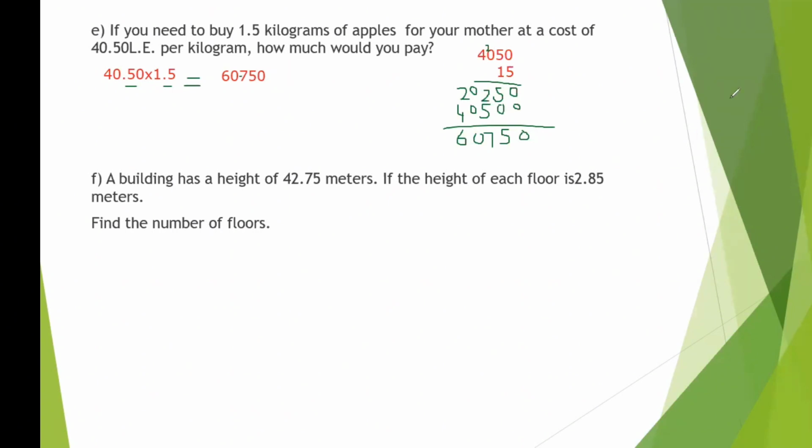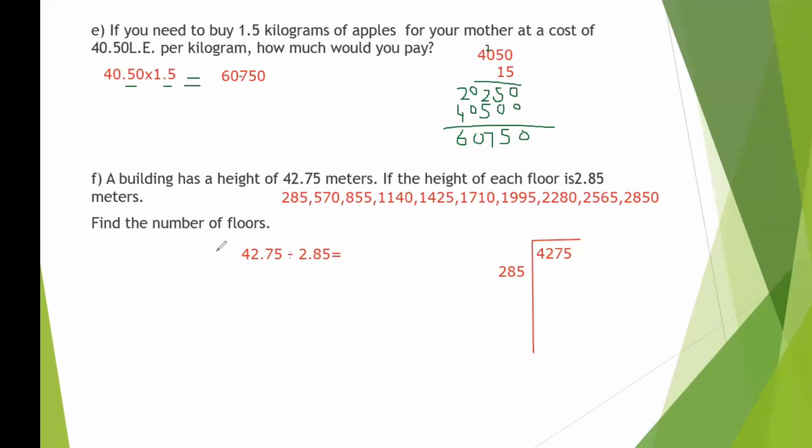F. A building has a height of 42.75 meters. If the height of each floor is 2.85 meters, find the number of floors. علشان أعرف عندي كام دور في المبنى ده لازم أعمل divide الهايت كله على الهايت بتاع each floor. So you will divide the 42.75 by 2.85. When we divide, we have to remove the decimal point in the divisor. So you can move it in this direction 2 steps and here also 2 steps or multiply both of them by 100.